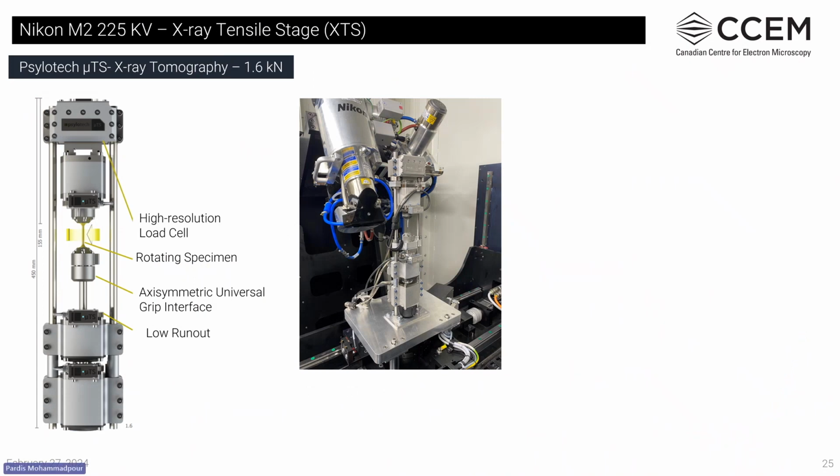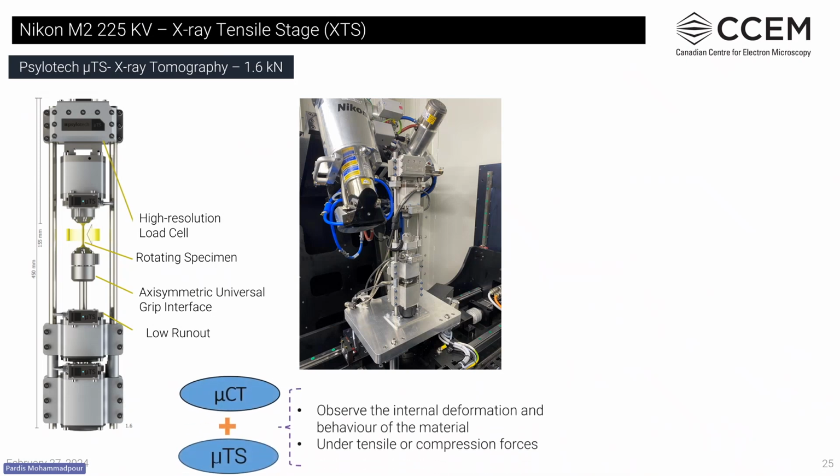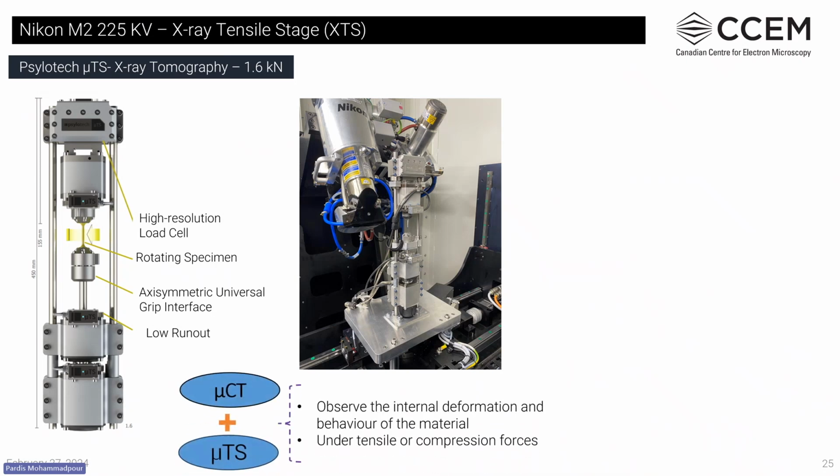Silotech micro-tensile stage is one of the in situ equipment that we use in the Nikon system. The load capacity in this stage is 1.6 kilonewton. Performing in situ tensile tests in the XCT systems involves combining the capability of XCT with the mechanical testing to observe the internal deformation or behavior of the material under the tensile or compression forces.